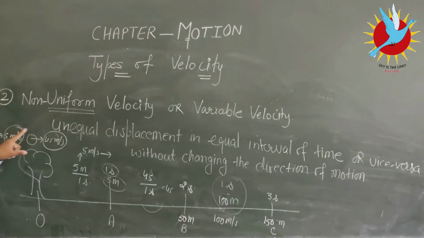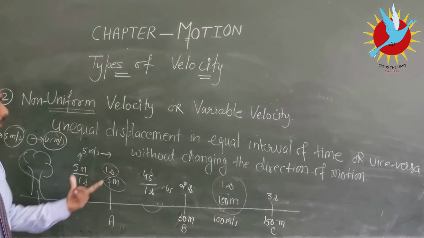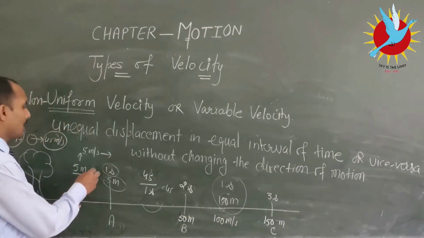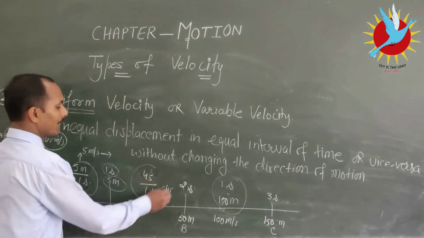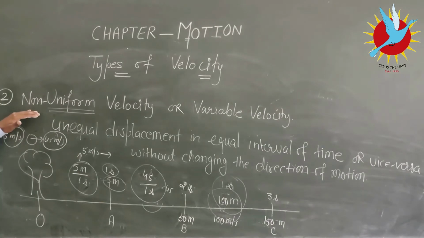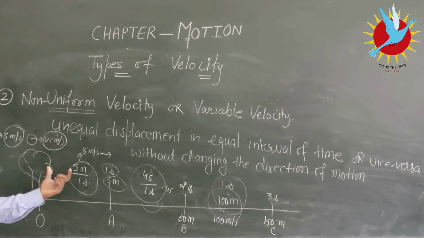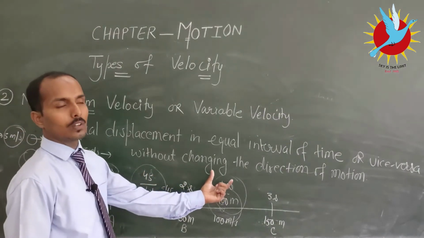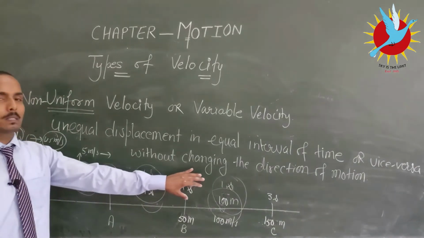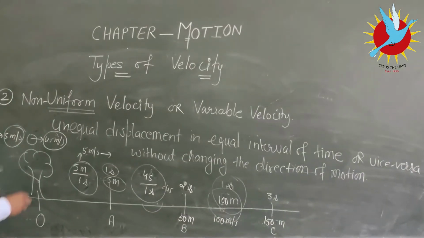Unequal displacement means that if a body covers 5 meters in the first second, 45 meters in the next second, and 100 meters in the next second, then the body covers unequal displacement in equal intervals of 1 second. So in equal intervals of time the body covers unequal displacement, and the body is said to have non-uniform velocity.